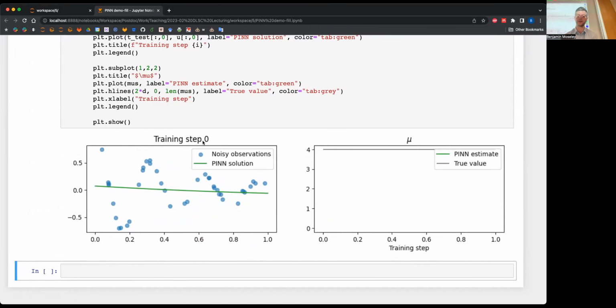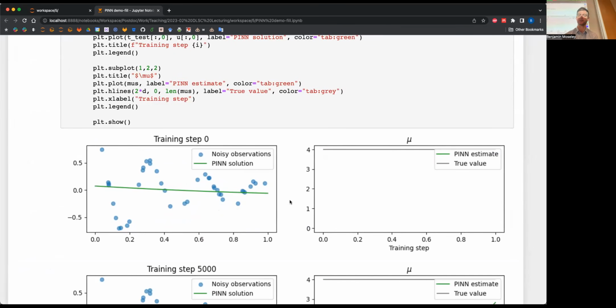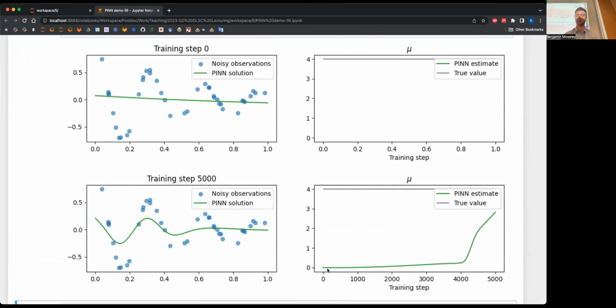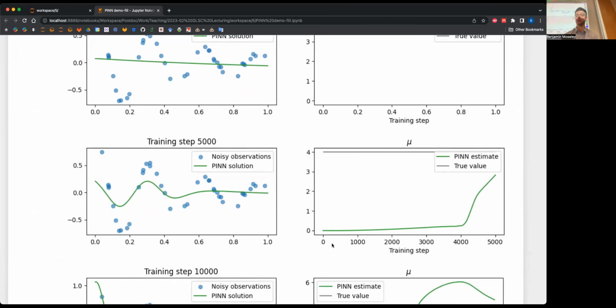So yeah, again, we're showing this as a function of training step. These are the noisy observations. This is the PINN solution. And this is the true value of mu up here. And then this is the value of mu as it's learning. So remember, we started off with mu equals 0.